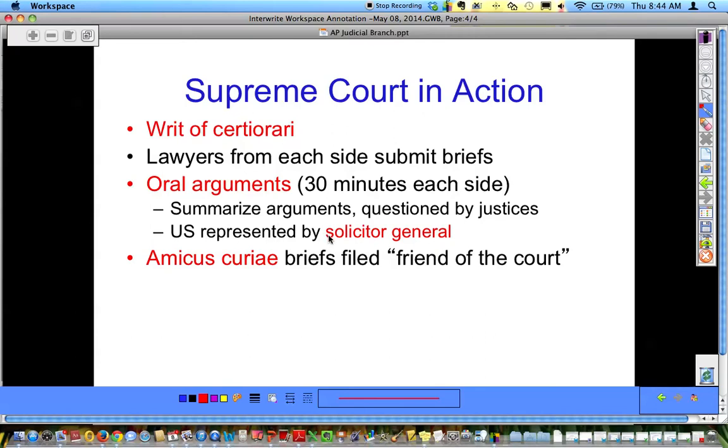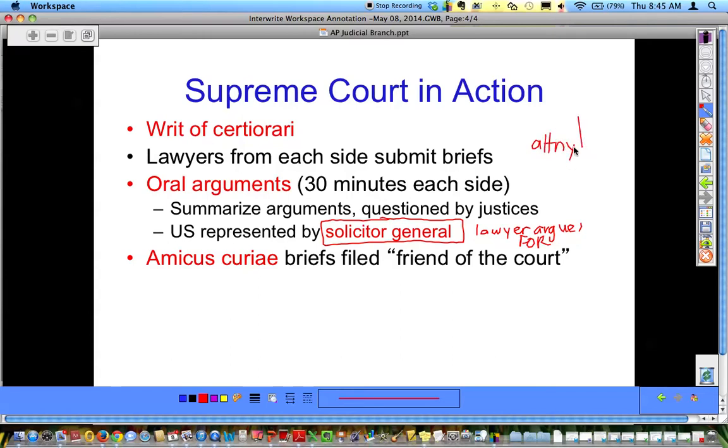And so it's really a way of the justices communicating with one another through the questioning, as well as trying to get the lawyer's bottom line. I want you to be familiar with this term. This is called the Solicitor General, and he is the lawyer who argues the case for the United States Supreme Court. Please do not get this confused with the Attorney General.